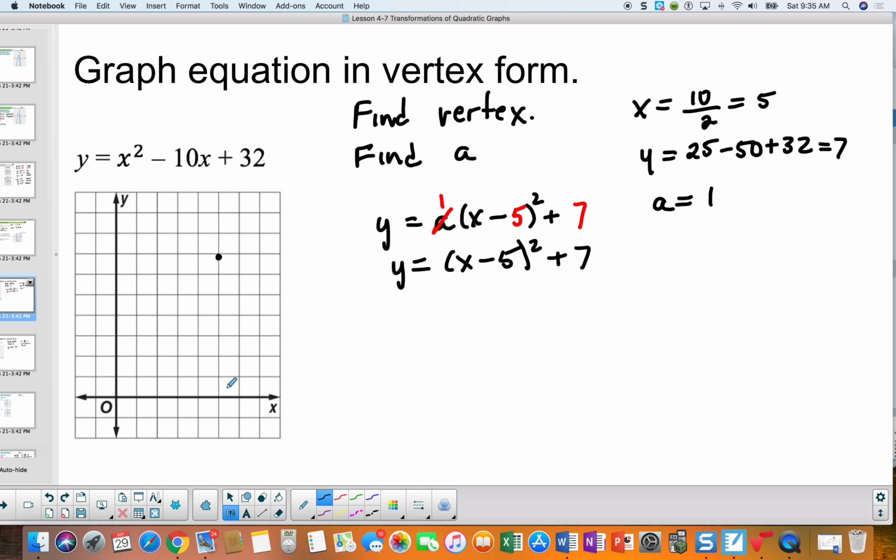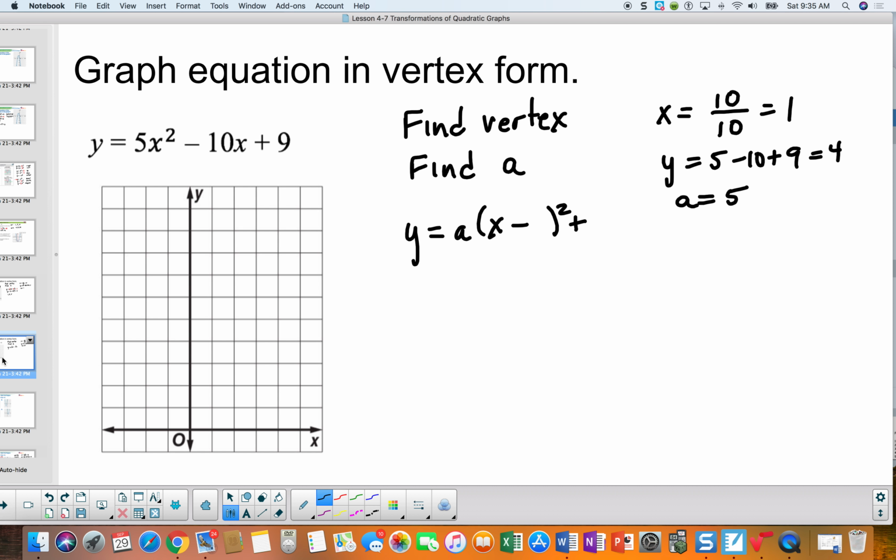So here's my vertex. I know since a is positive that the parabola will be going up. Now when a is 1, then we're going to use this pattern 1, 3, 5. So you're going to go over 1 unit, up 1 unit, and you're going to do the same on the other side. And then you're going to go over 1 unit, and then you're going to go up 3. Over 1 unit and then go up 3. And now you have a pretty decent parabola.